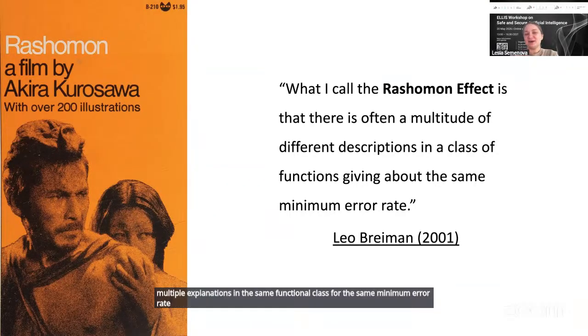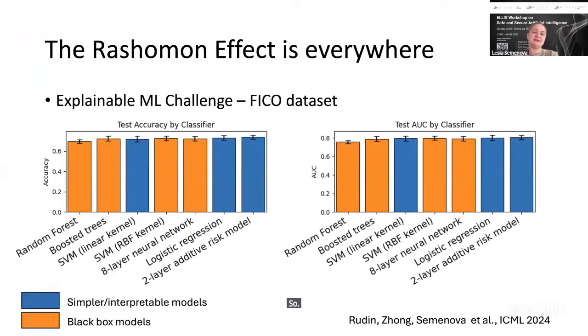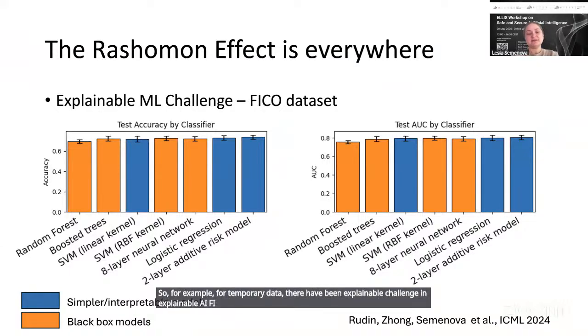And in fact, in my research across different domains, I notice it everywhere. So for example, for tabular data, there was the FICO challenge in explainable AI. The dataset was given to try to predict the trustworthiness of the credit of the users.